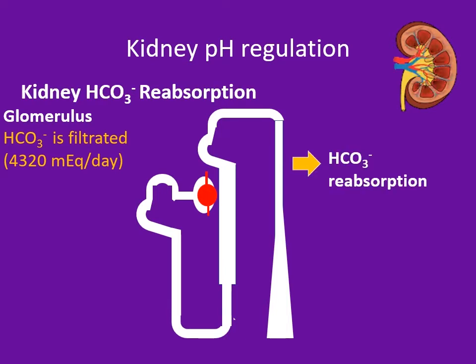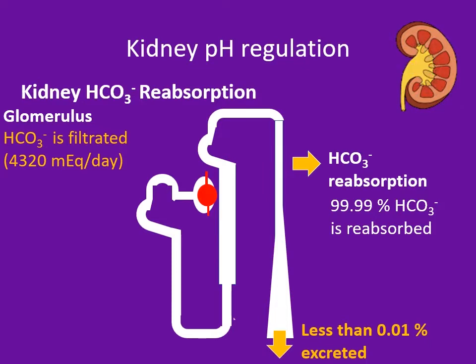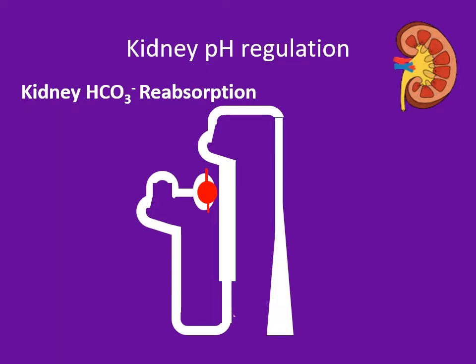And it's very effective doing so, because about 99.99% of the bicarbonate that was filtered is reabsorbed every day. That gives us only 0.01% of bicarbonate that is lost every day. That's very little, and that's why bicarbonate filtration by the glomeruli is normally not a huge acid-base problem.